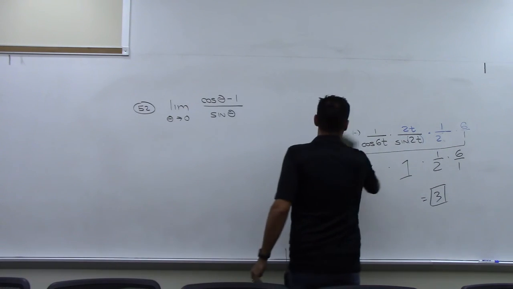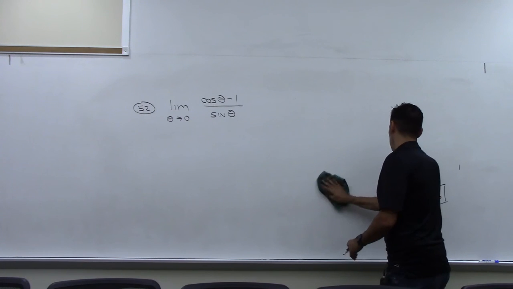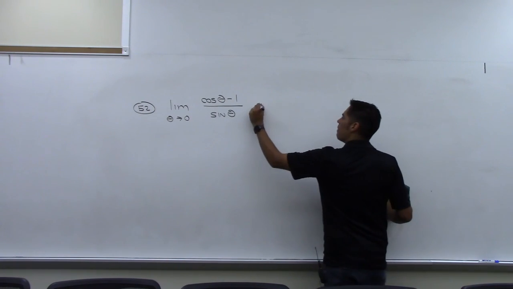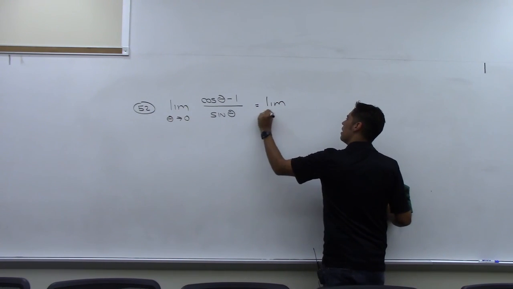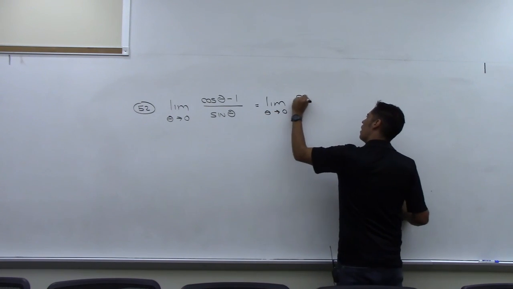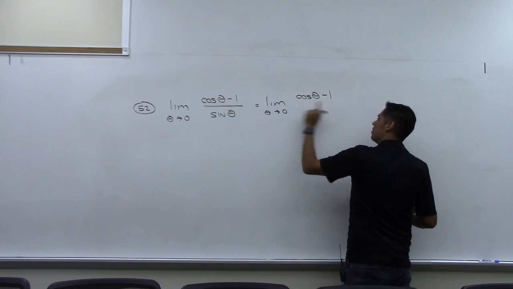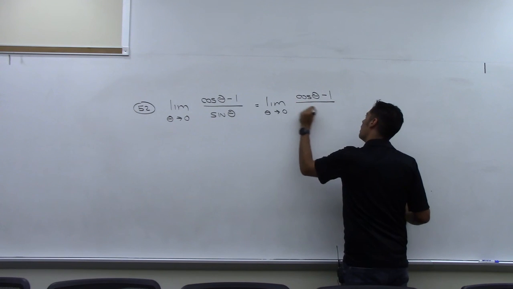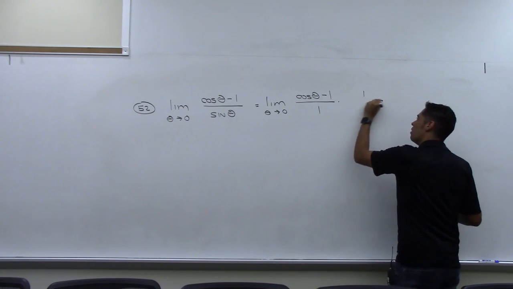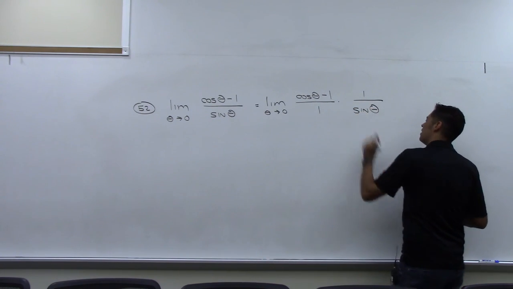So I think what I'll do is I'll peel everything apart like I've been doing. This is limit theta goes to 0. I'm going to write cosine theta minus 1, because there are two terms up here, I have to write the whole thing over 1. And then over here, 1 over sine theta. So that's the same problem.